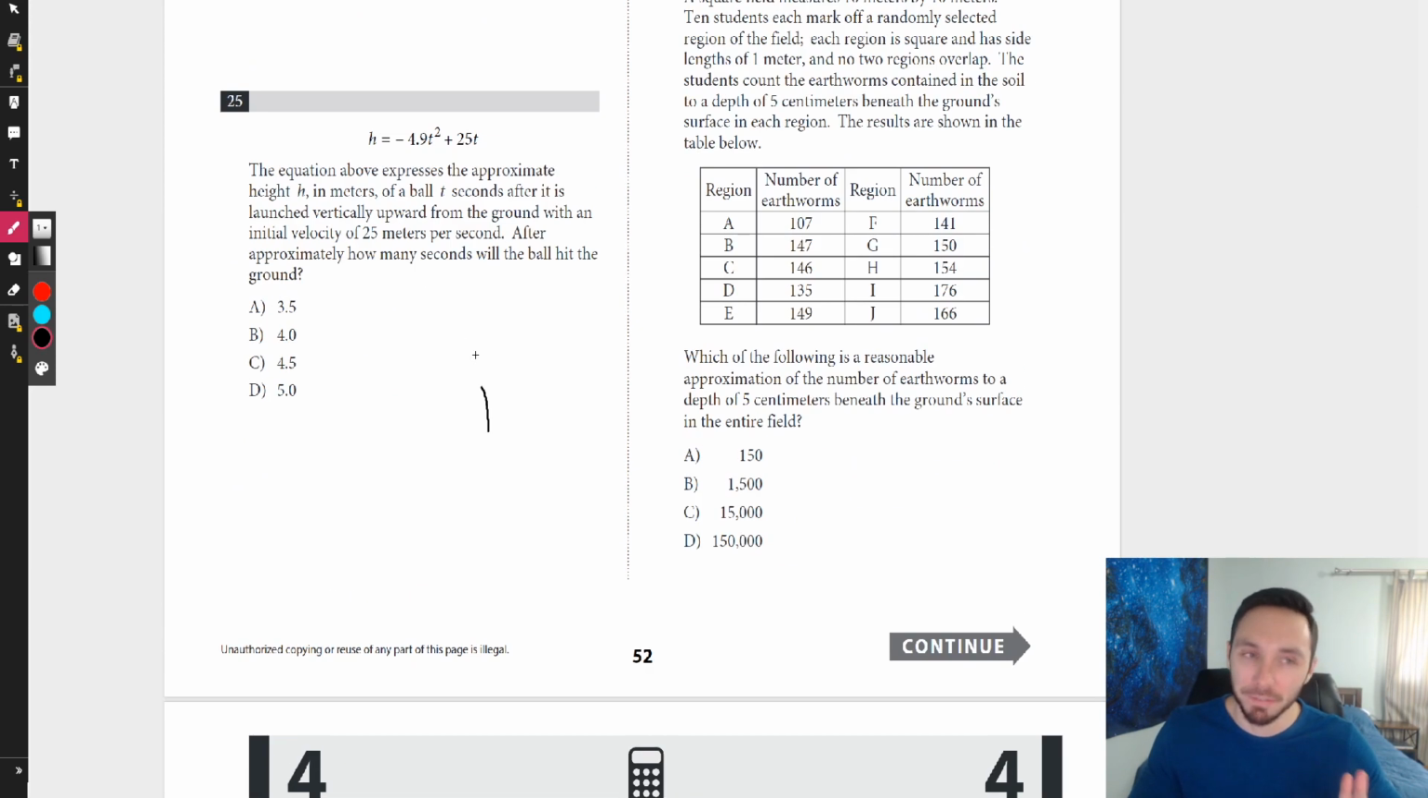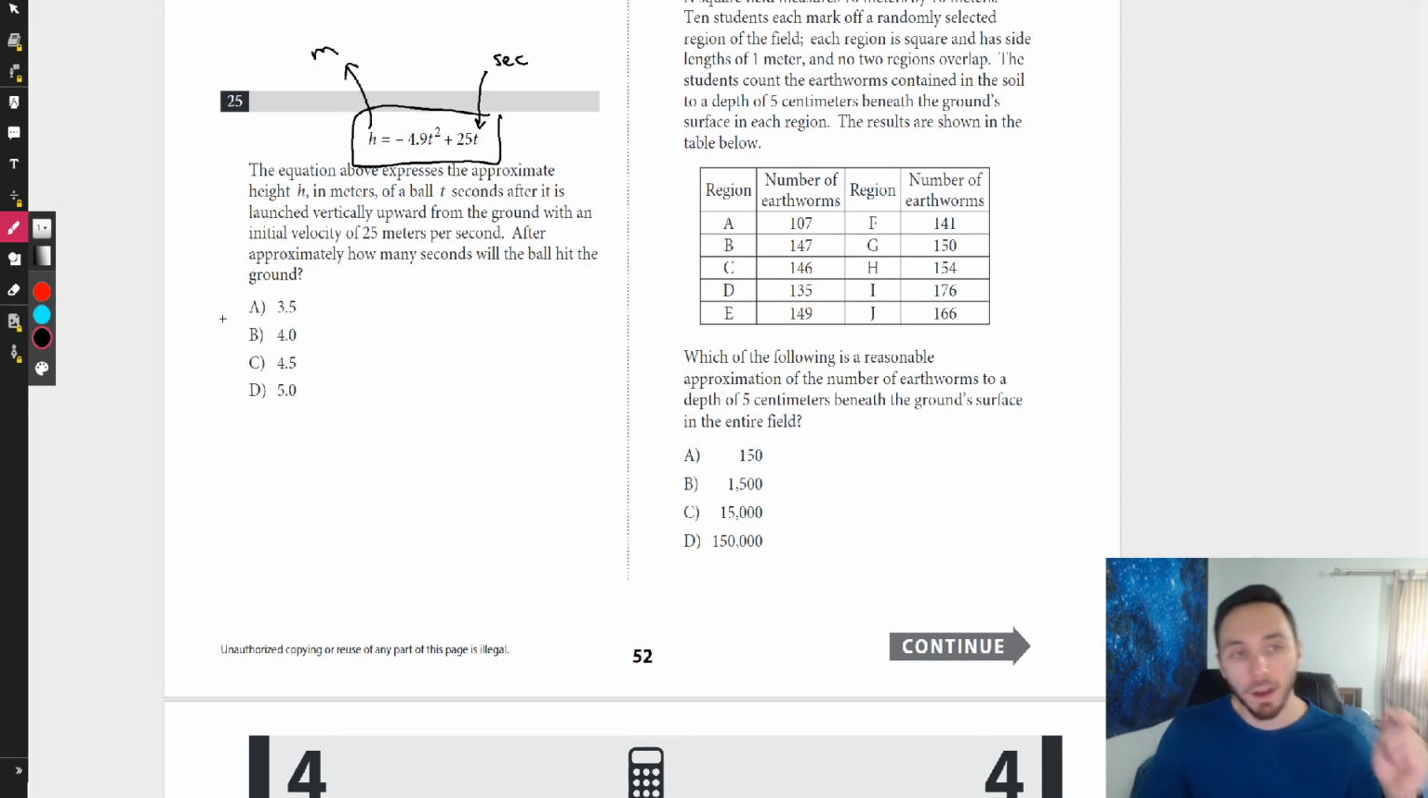Move into 25. This one, graphically is the way to go. The equation above expresses the approximate heights, H in meters of a ball t seconds after it is launched vertically upward from the ground with an initial velocity of 25 meters per second. So that was all blah. You didn't really need to read that. You just had to read, hey, this is your height equation with time t. In goes the time in seconds. Out shoots the height in meters.